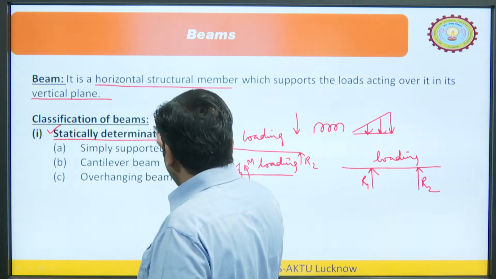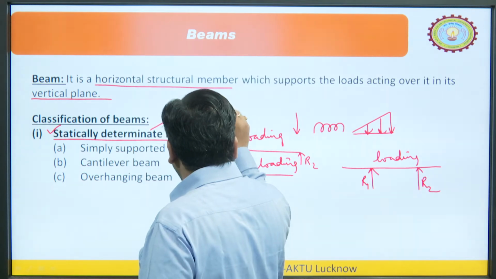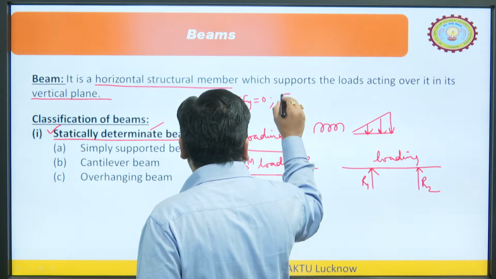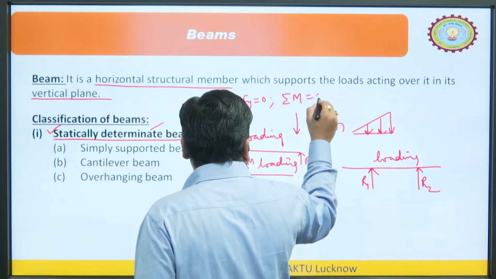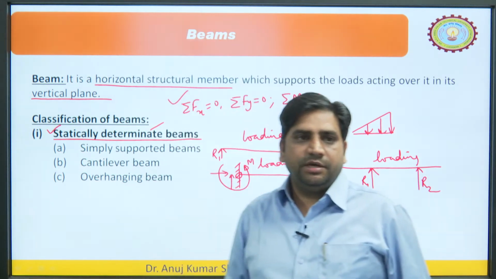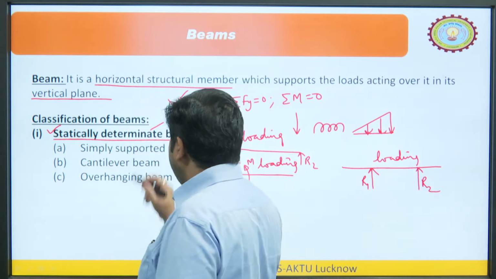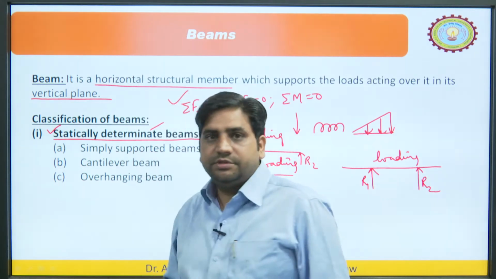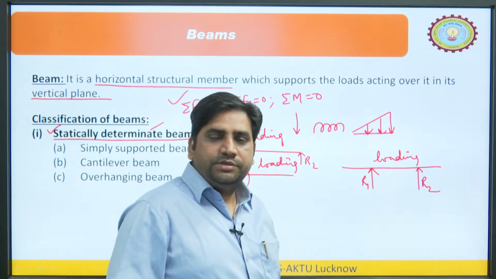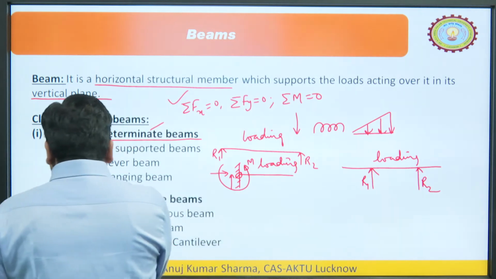Why statically determinate? Because we have three equations: sigma Fx equals 0, sigma Fy equals 0 and sigma M equals 0. These three are the equations of equilibrium. If a beam can be solved using these three equations of equilibrium, it is a statically determinate beam. If these three equations are not sufficient to solve a beam's reactions, then that beam is known as a statically indeterminate beam.